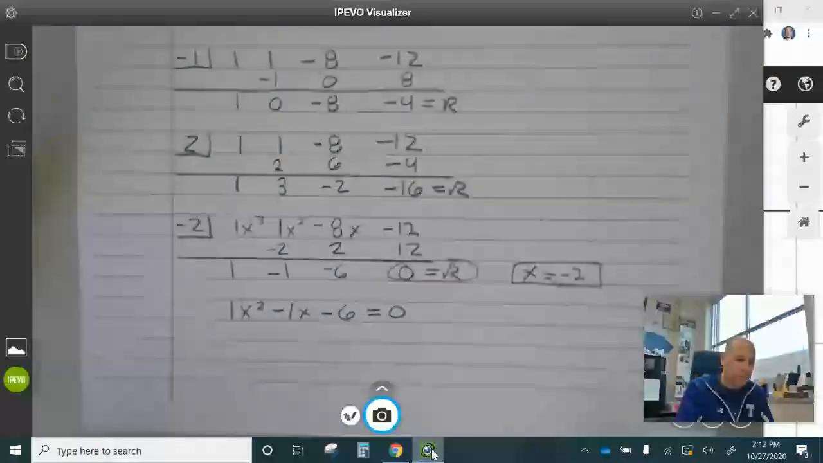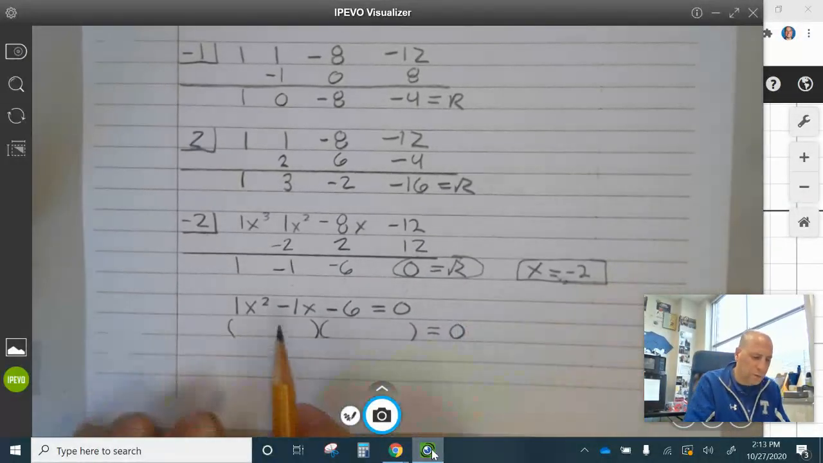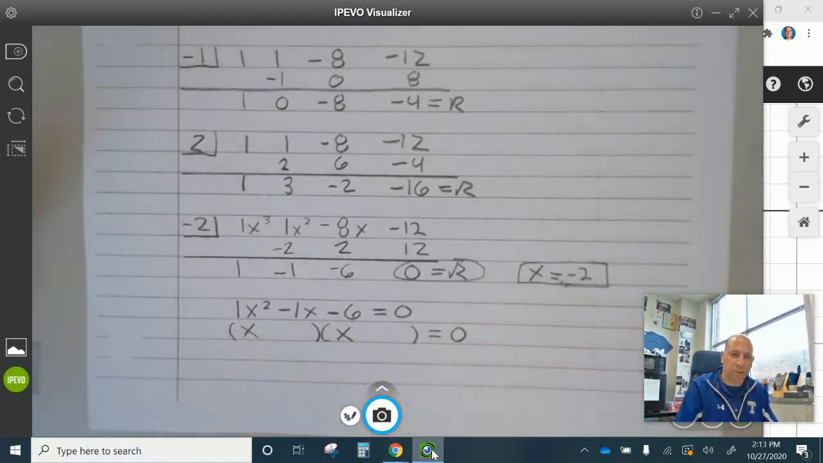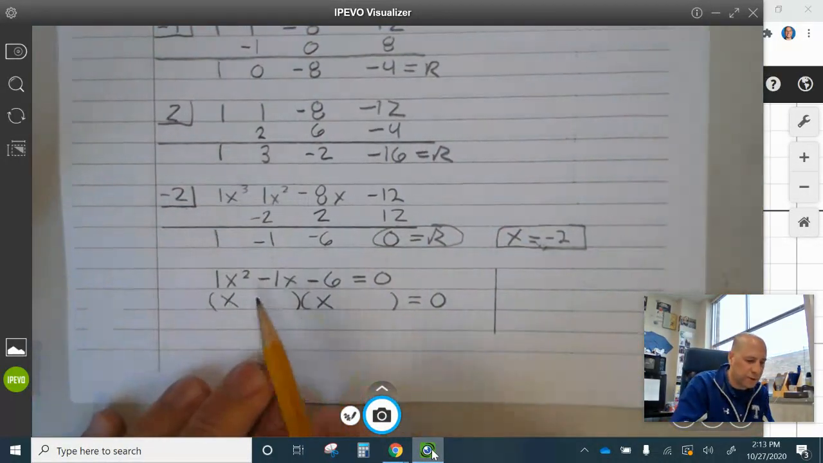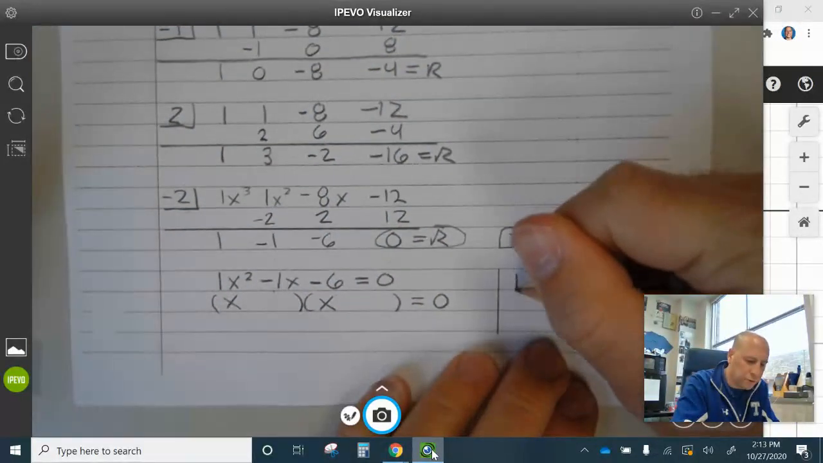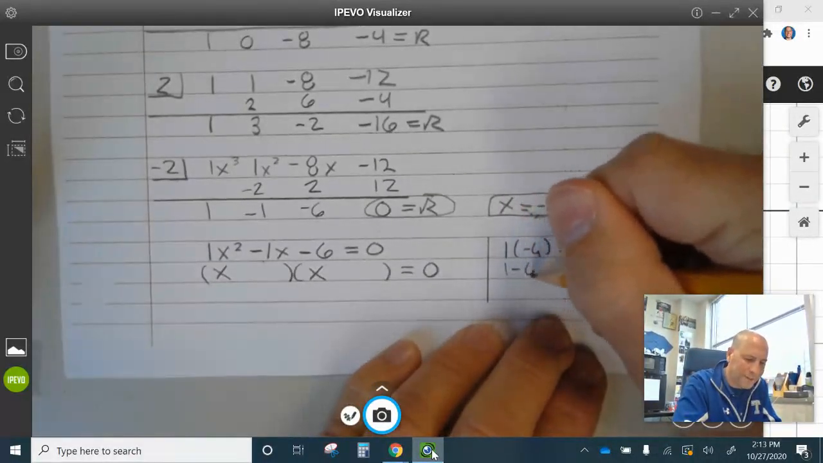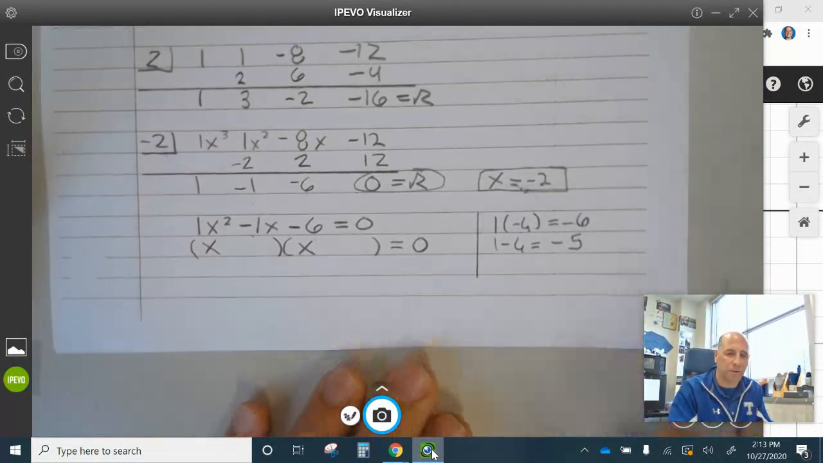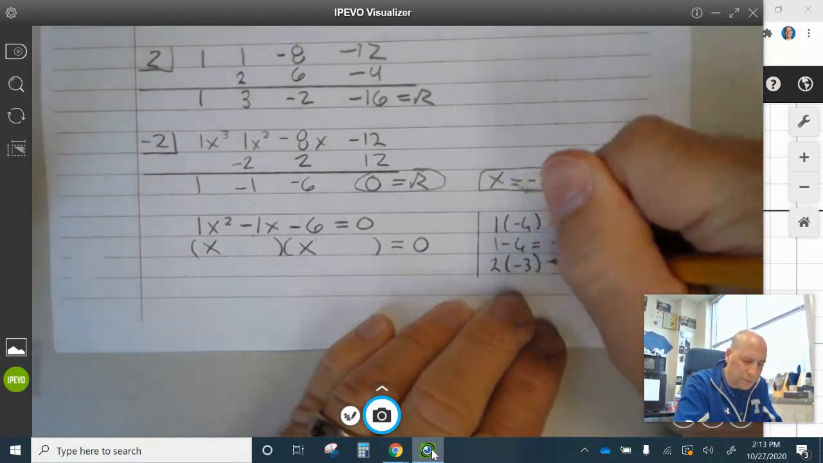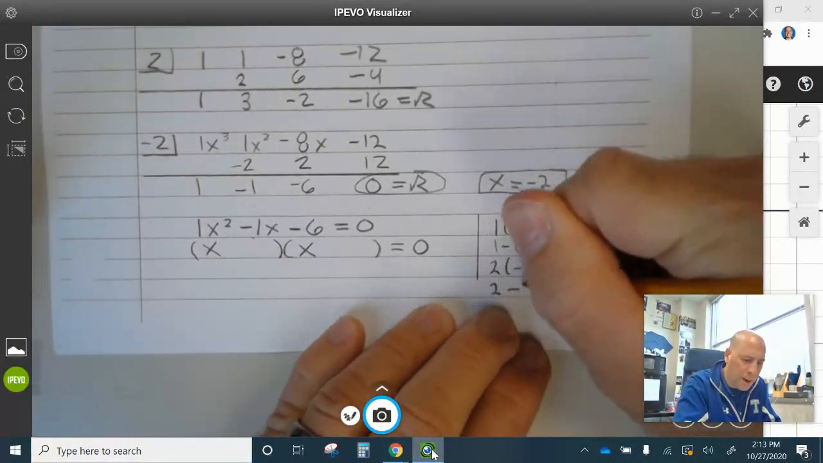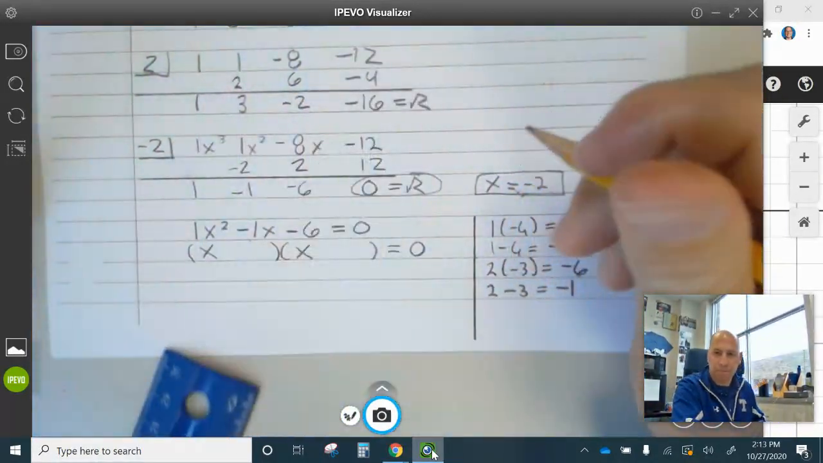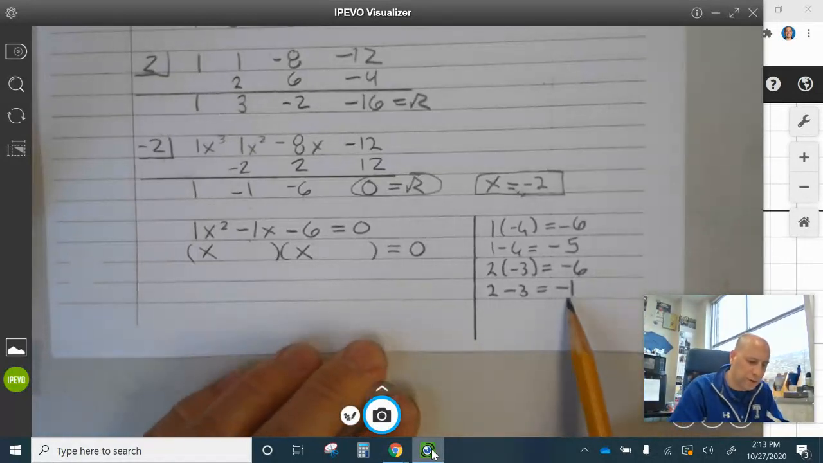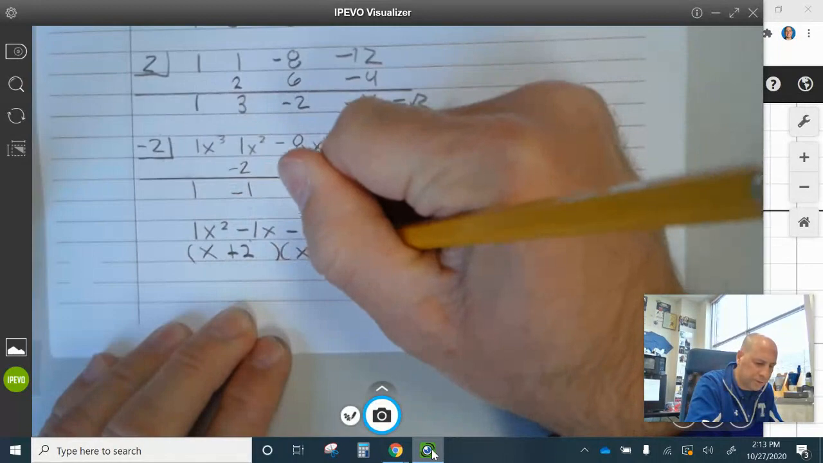Now to factor this, we know it's x squared, so 2 parentheses. Now we know that x times x makes x squared. Now we need to find all the combinations that multiply to give you negative 6 and combine to be negative 1. Okay, so it's 1 times negative 6 is negative 6. 1 minus 6 is negative 5. That doesn't work. Now let's try 2 times negative 3 is negative 6. 2 minus 3 is negative 1. Okay, so we have our negative 6, we have a negative 1, so our factors are x plus 2, x minus 3.